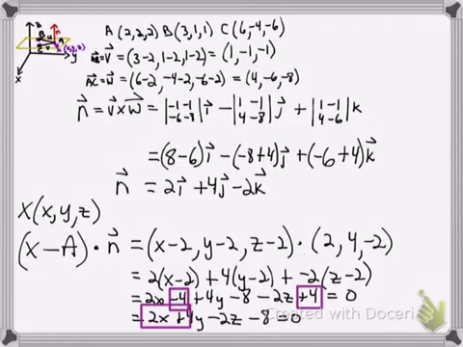And that's going to be your final equation of a plane. You could also set that 2x plus 4y minus 2z equal to 8, and you'll get the same answer. But there's your equation of a plane.